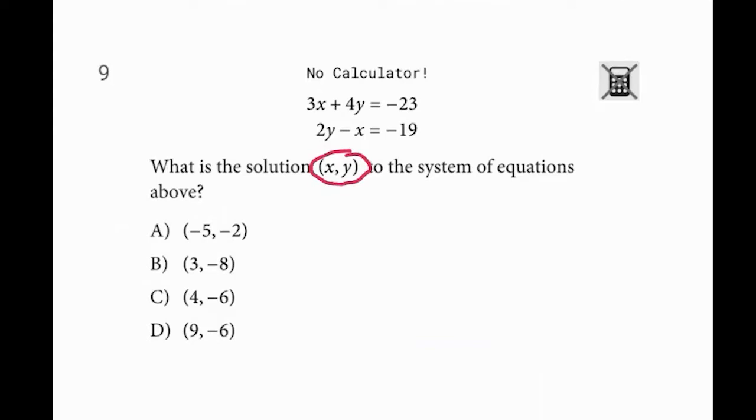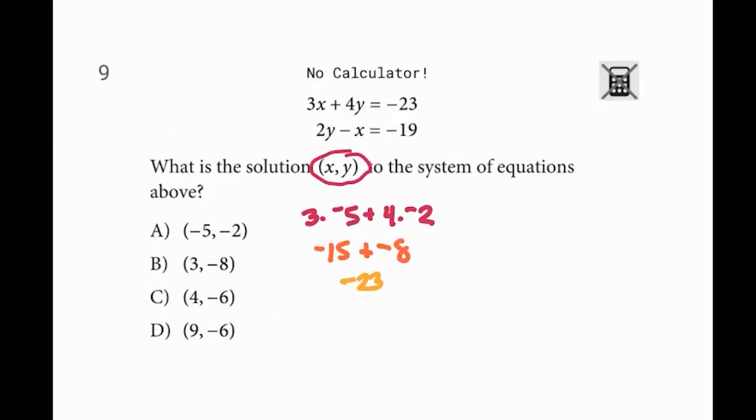The easiest way to do this, and I try to start with the easiest way first, is actually just trying all of these values. So that's what I did. If you plug negative 5 and negative 2 into the first one, it's 3 times negative 5 plus 4 times negative 2. You work this out: negative 15 plus negative 8, which equals negative 23. So it works for the first one, but it has to work for both of them.